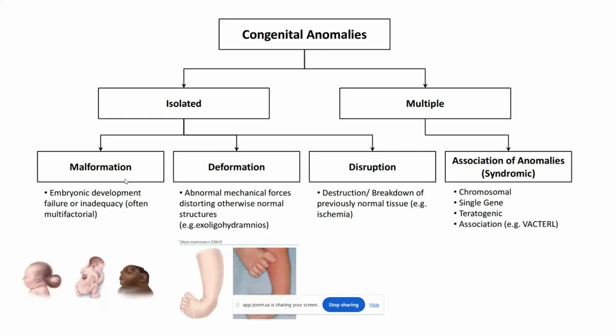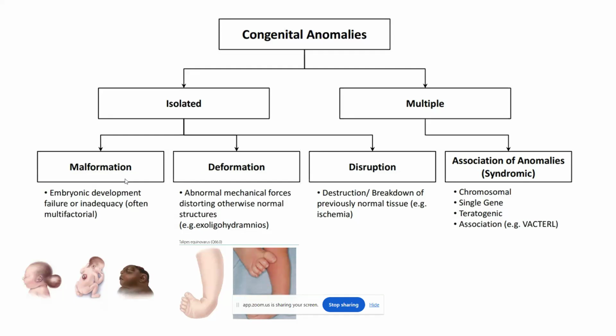But when you have multiple anomalies which can probably be explained by a unifying genetic origin, then it's going to be worth chasing. For example, a lot of chromosomal disorders can have multiple organs being affected. Sometimes single gene disorders, for example, tuberous sclerosis, neurofibromatosis: one single gene, multiple organs are affected.